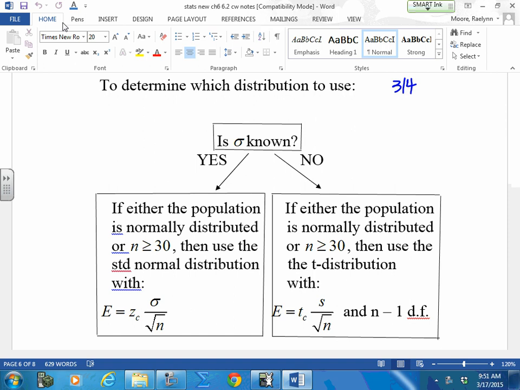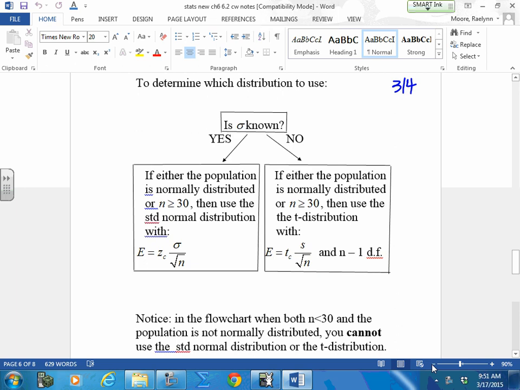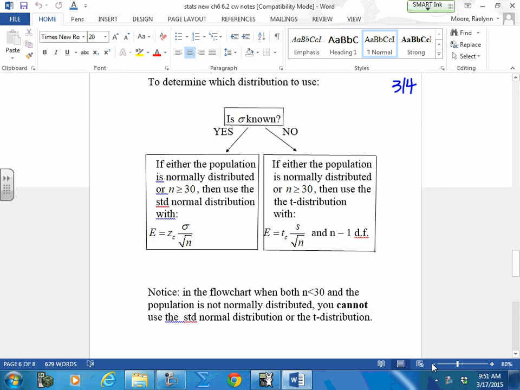So let me see if I can just shrink this in a little bit more. I want that note down there. Okay, better. All right, so let's walk through this flow chart to see how this works.